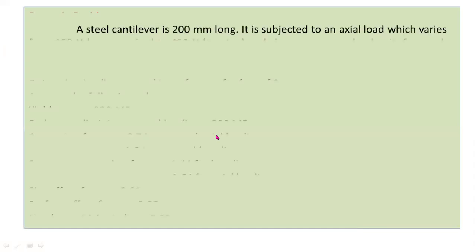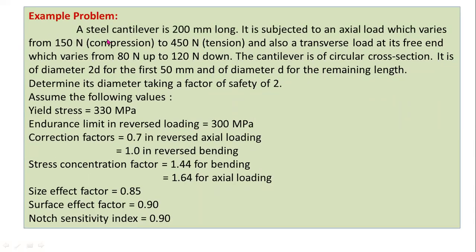Now coming to the example problem, very important. For exam point of view, it is very important. So please listen carefully. A steel cantilever is 200 mm long. It is subjected to an axial load which varies from 150 newtons compression to 450 newtons tension, and also a transverse load at its free end which varies from 80 newtons up to 120 newtons down.